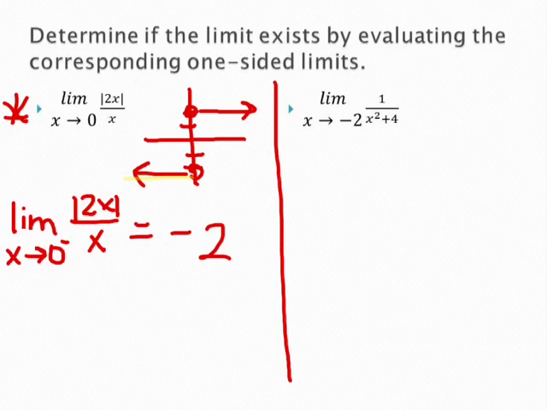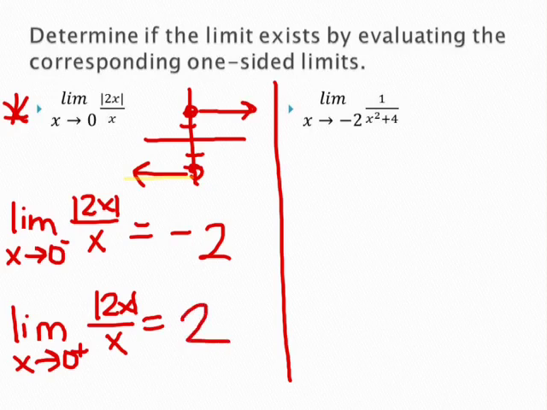Okay. Now, if we look at the limit as x approaches 0 from the right side of our function, we see that that is approaching a +2. Since these two do not match, then we say that our limit does not exist.